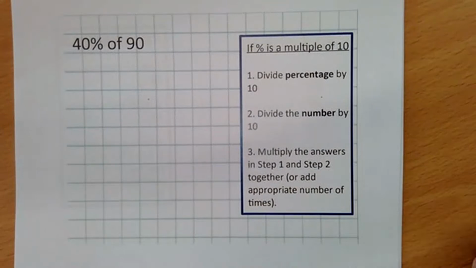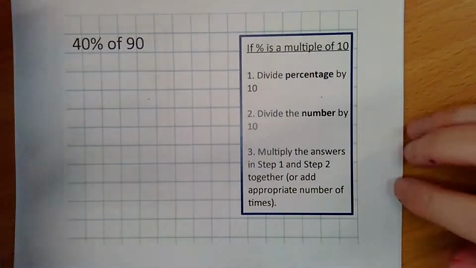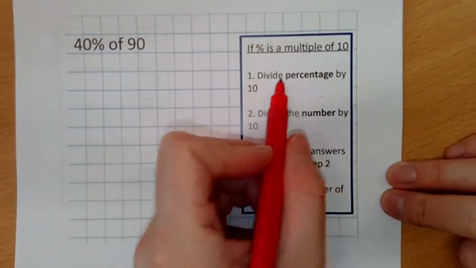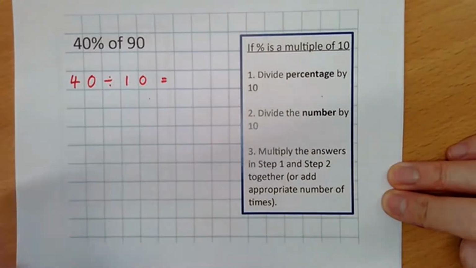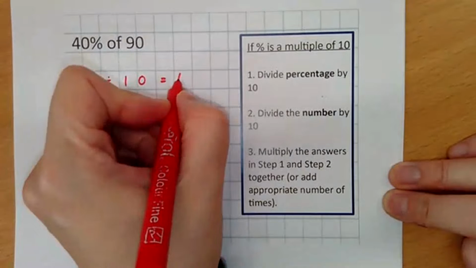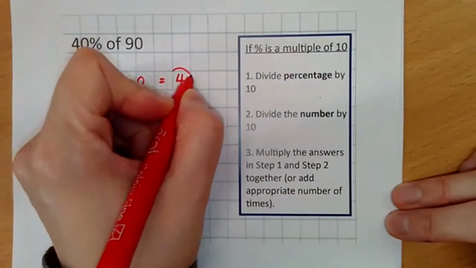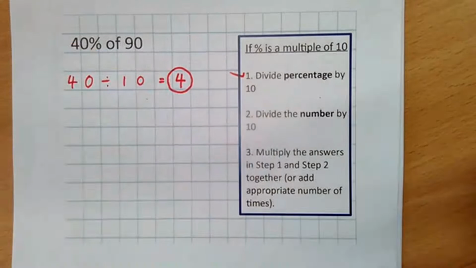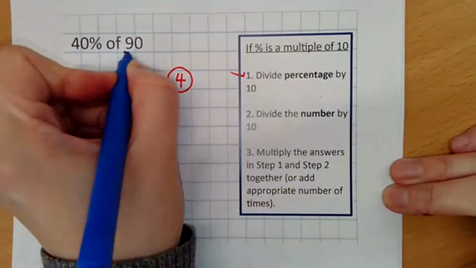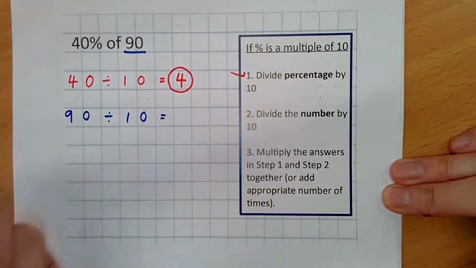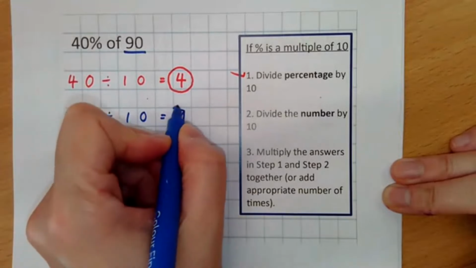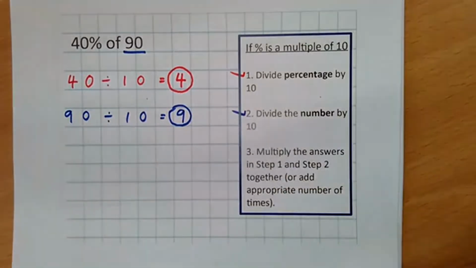40% of 90. So we're going to go with this. Let's start with our steps of success. First, I'm going to divide the percentage by 10. So 40 divided by 10 equals 10, 20, 30, 40. Okay, so that's 4. I'm going to circle that just so it's really clear to me. Next, I'm going to divide the number, so this is now my number, by 10. So 90 divided by 10 equals 10, 20, 30, 40, 50, 60, 70, 80, 90. That's 9. So I'm going to circle that so it's really clear to me.